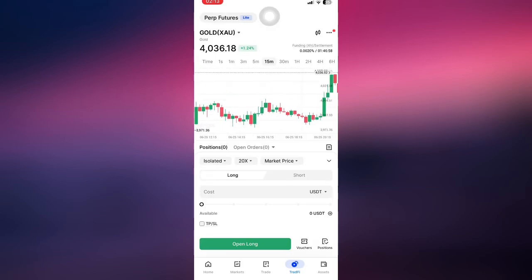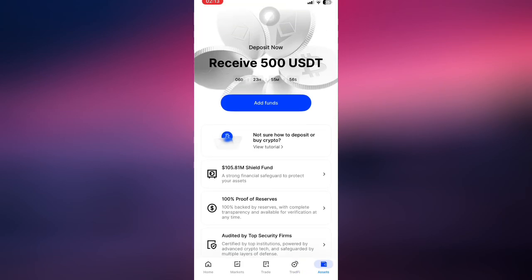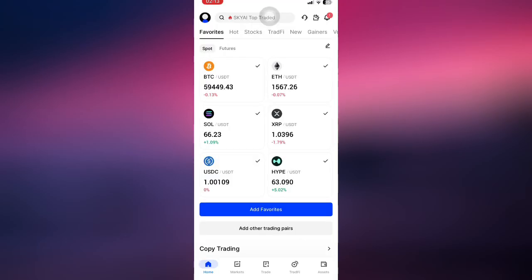And that's how you can easily adjust your chart height on BingX in 2026 to create a trading setup that works best for you.